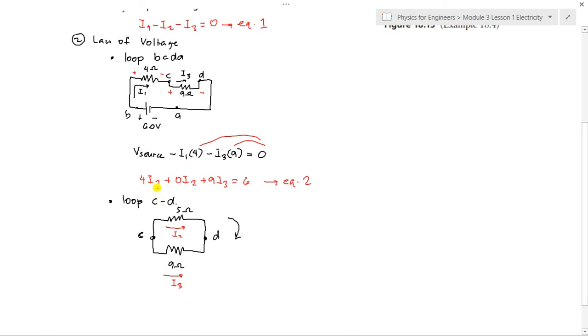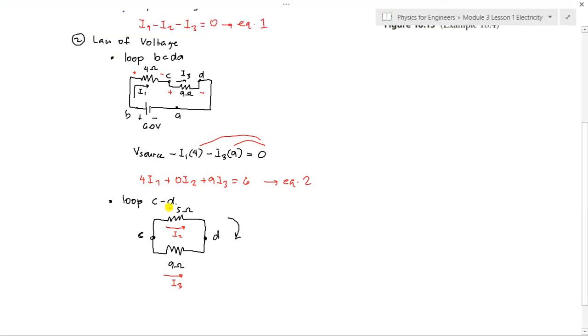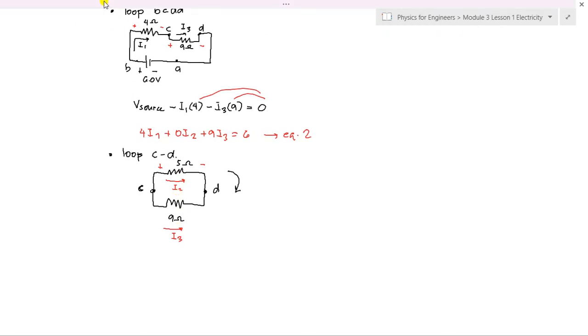Applying Kirchhoff's law for voltage, here we have the 5 ohm, since this is the positive terminal and this is the negative, its direction goes from positive to negative, so there is a voltage drop, so that is negative. So we have negative 5 ohms times I2.